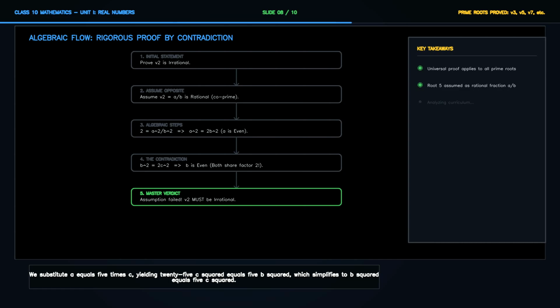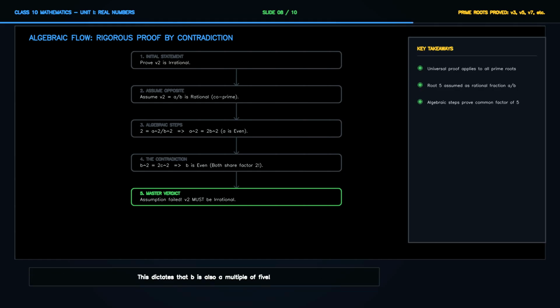We substitute a equals 5 times c, yielding 25c squared equals 5b squared, which simplifies to b squared equals 5c squared. This dictates that b is also a multiple of 5. Both integers share a common factor of 5, destroying our coprime assumption and proving irrationality.